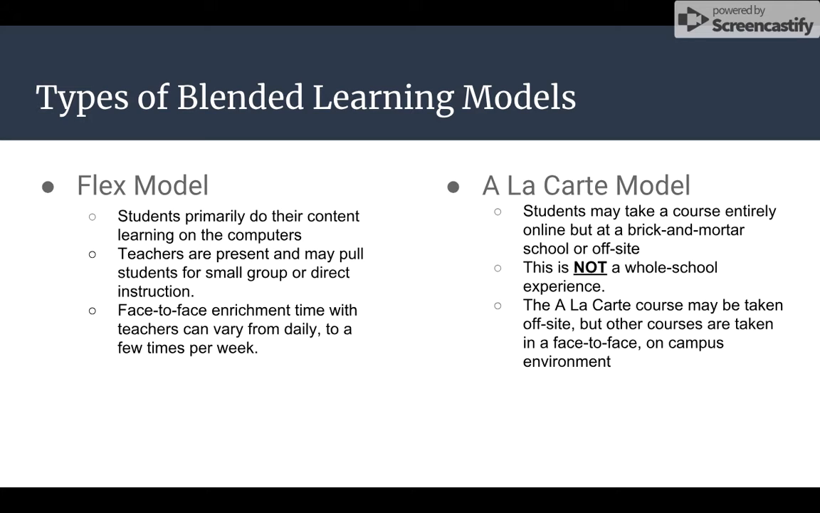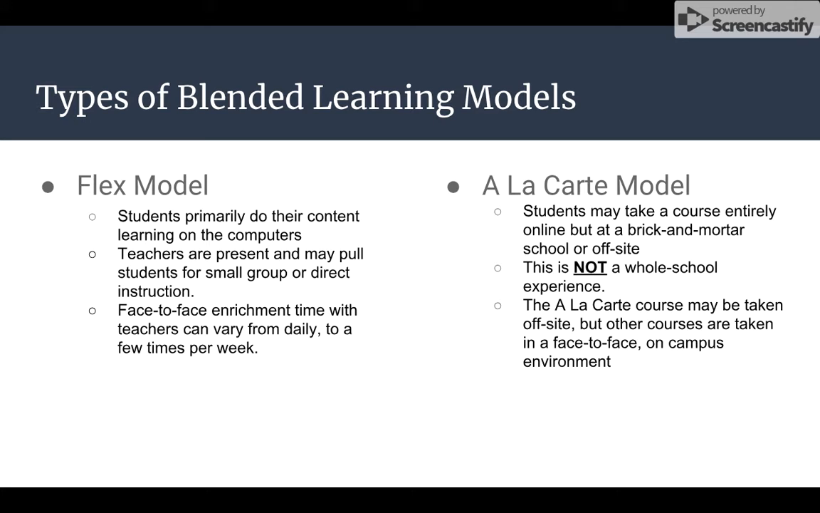We also have the flex model. So students here will primarily do their content learning on the computers. The teachers are present and may pull students for small group or direct instruction as well. And there is face-to-face enrichment time with teachers, and that can vary. It can be daily, it can be a few times per week, it can be a few times per month. It really all depends on how the teacher would like to implement the flex model.